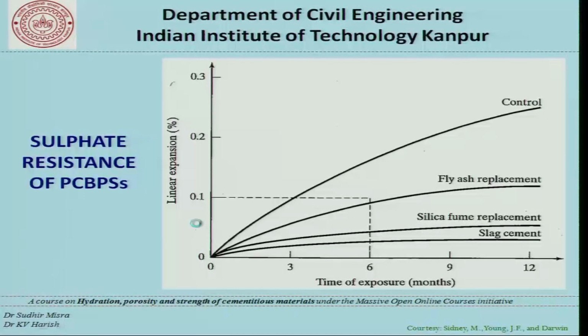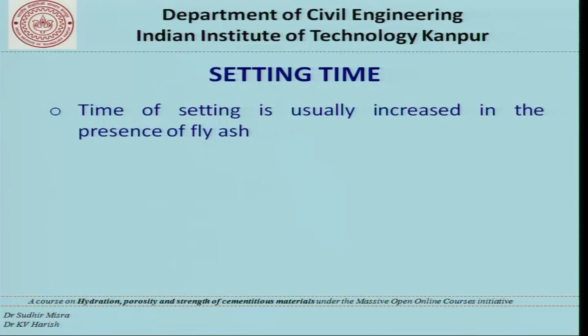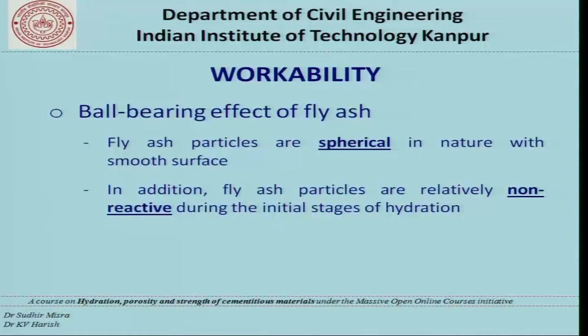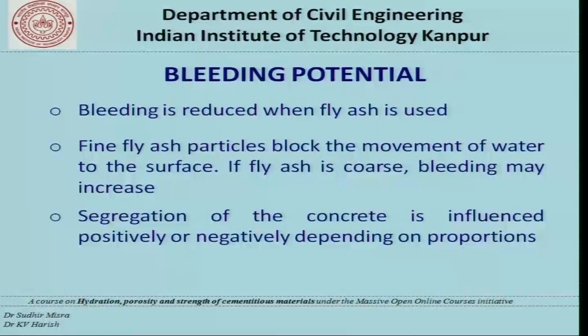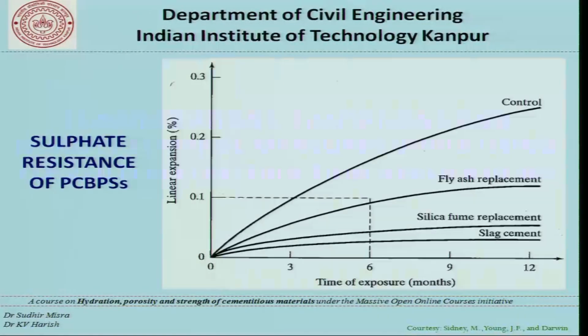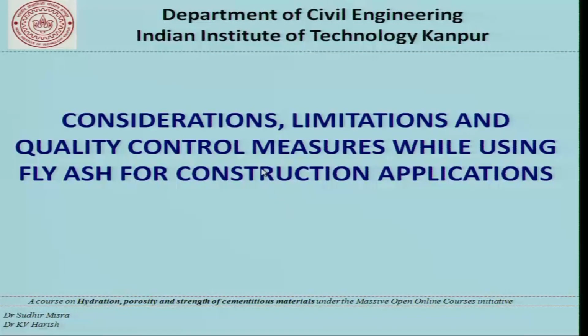So what we have seen until now is how the different properties are affected in Portland cement paste systems because of the addition of fly ash. Remember that in most of these cases fly ash is added at standard or recommended replacement levels. If you add much higher than that, you may get a positive or you may get a negative, and those things you can understand only when you do an optimization study. Now this topic gets over, and we come to the next important topic, which is considerations, limitations and quality control measures while using fly ash for construction applications.